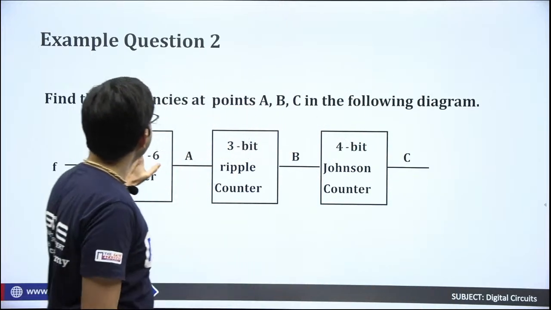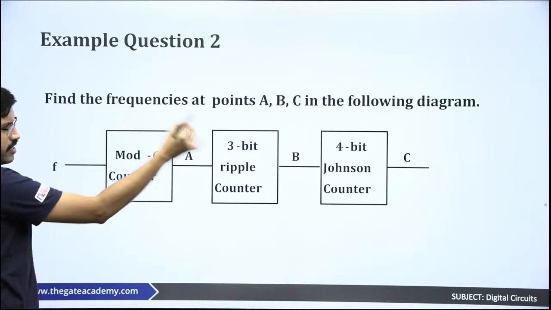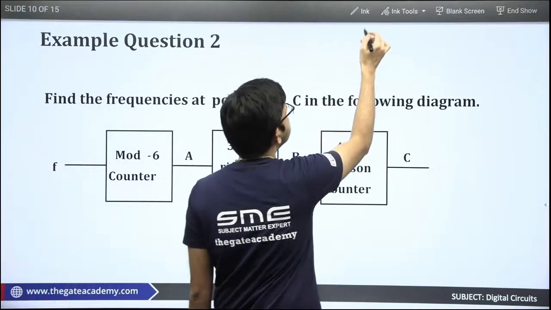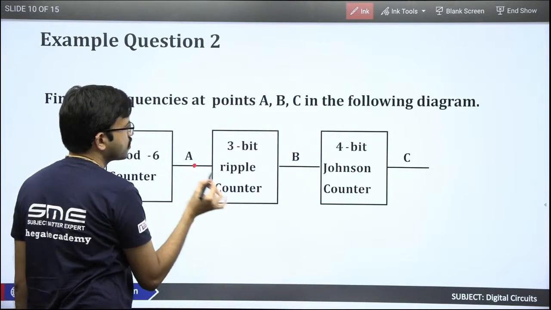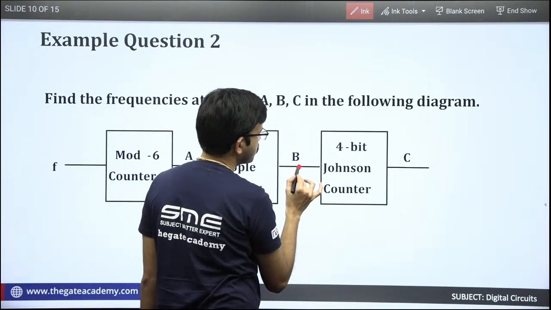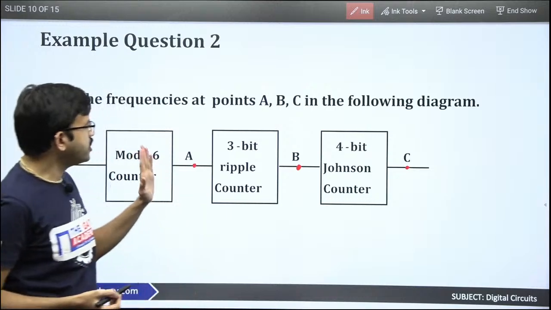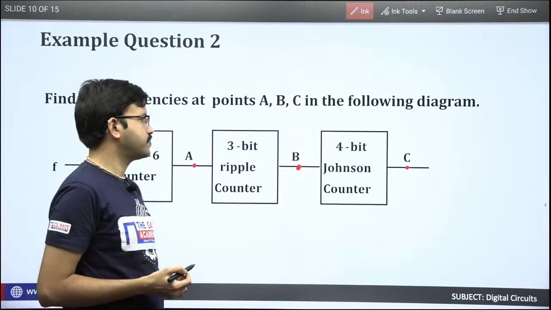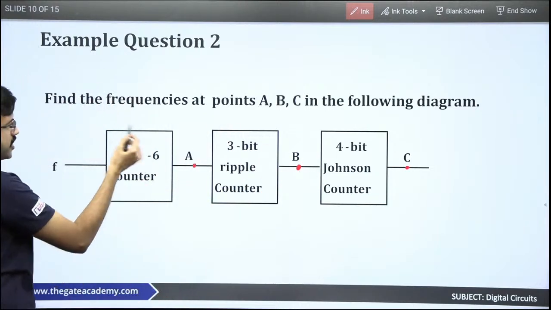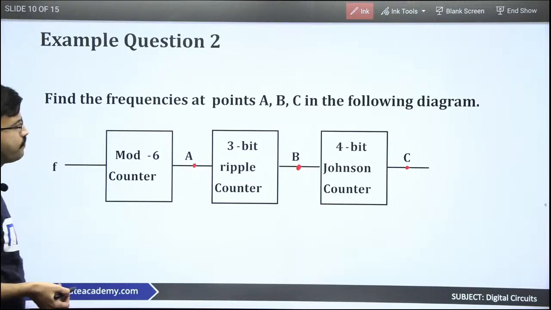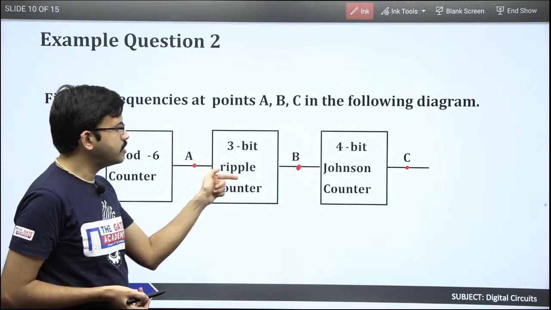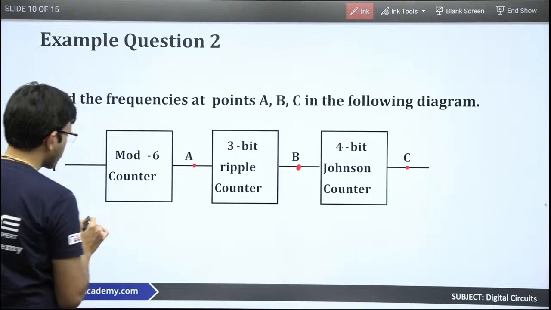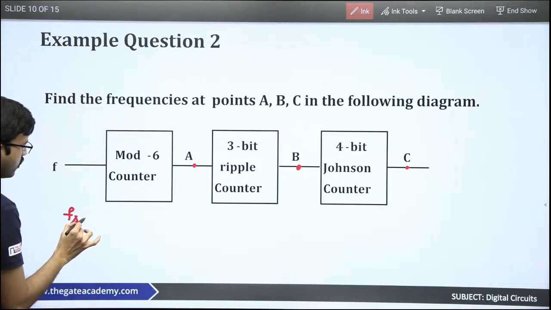Yeah, next question, this is the example question. They have given one circuit diagram, or block diagram you can say. They have mentioned 3 points here, point A, point B, point C. You have to find the frequency at A, B and C. For this particular counter, the input clock signal frequency is F. That signal is given as input here, and the output of this one is given as input for that one, like that. You have to just find FA, FB, FC.